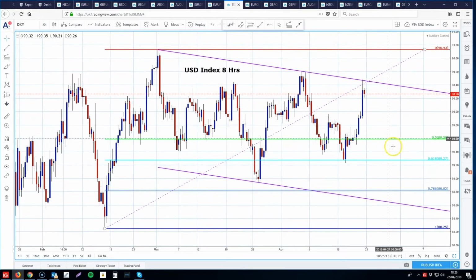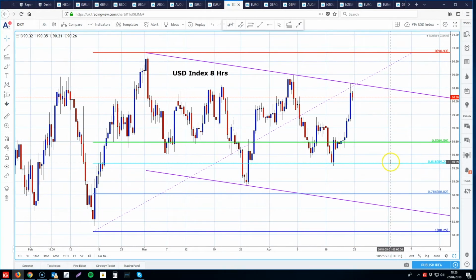Hard to tell at the moment how sustained the correction lower may be. There's scope that we could move all the way down to here, which is 88.82, but throughout the week we're going to be looking at buying dips in the dollar, intraday dips in the dollar, until we see a solid reversal. Obviously, if we get a daily break and a close above this level, which is at 90.47, then this whole corrective formation is probably complete and the dollar is going to continue to move higher.